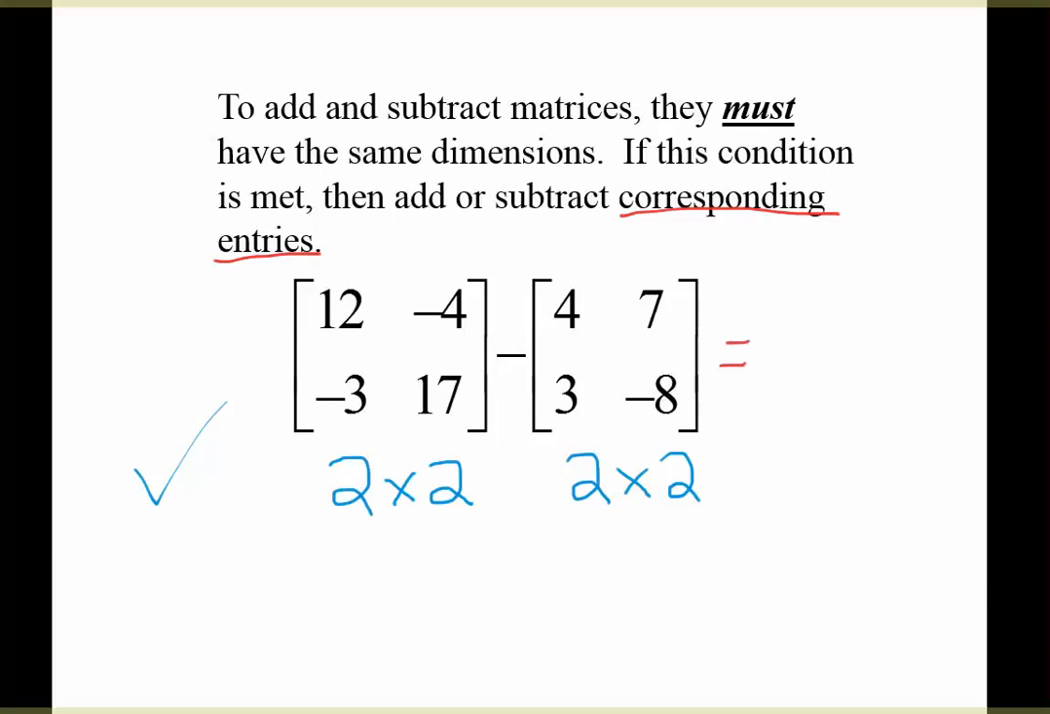Well, for example, here in the top left we have a 12. Okay? 12 is going to subtract some number. It's going to subtract the corresponding position. So the 12 will match up with the 4 because the 4 is also in the top left. So in this case, we're going to do top left minus top left. And 12 minus 4 is how much? Well, it's 8. I'm going to put my answer 8 in the top left of my answer matrix.